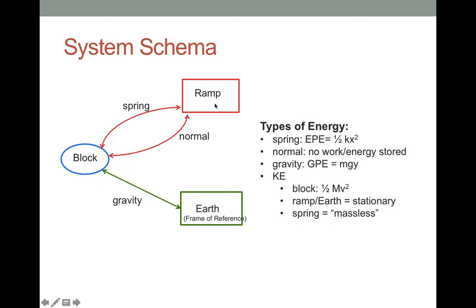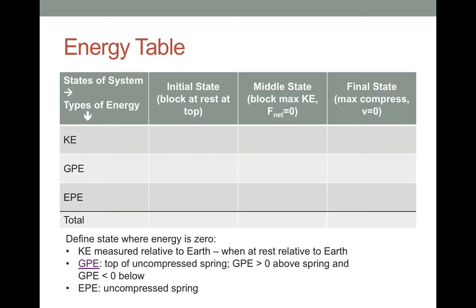The things that might have kinetic energy are only the block, that's the one mass that will be moving. The ramp is stationary, and the earth provides our frame of reference. While the spring will be moving, we will take the spring to be massless, and therefore it will have no kinetic energy. Now that we have our types of energy, now we can look at the different states that this system will be in and make a table to organize our work.